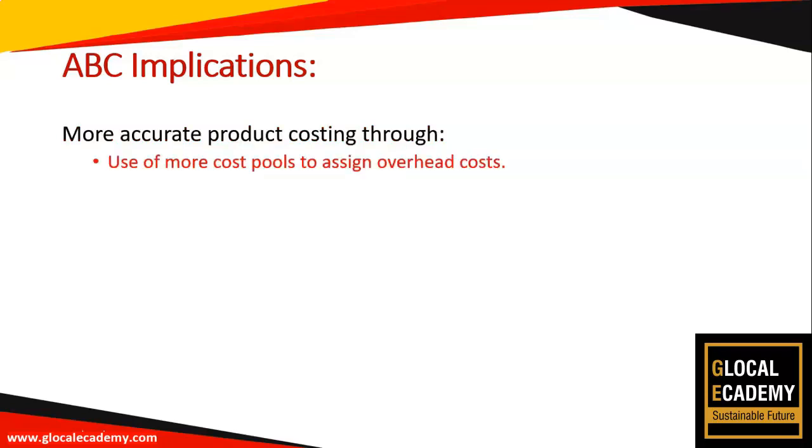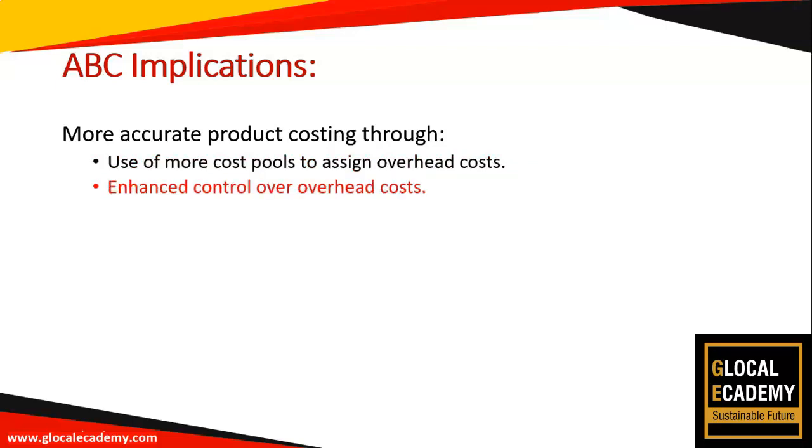Now, how does it result in more accurate product costing? Because it uses more cost pools to assign overhead costs. The system is more sophisticated. The system is more detailed, because instead of making one cost pool and one cost driver, the system uses multiple cost pools and multiple drivers, and then calculates multiple rates and then applies those rates multiple times. So the system is more detailed and more sophisticated than absorption costing. And when you add more detail to something, it becomes more accurate. So that logic is very simple.